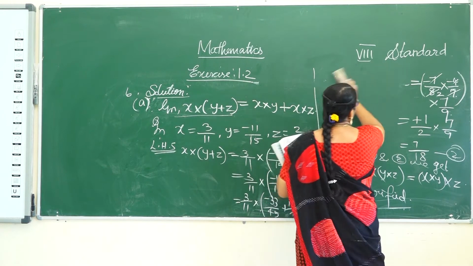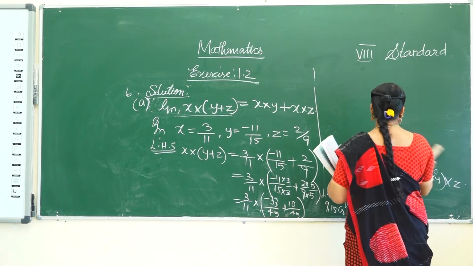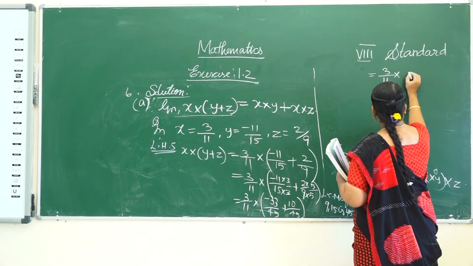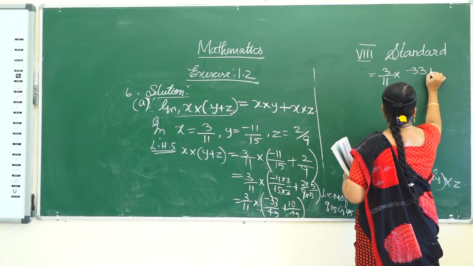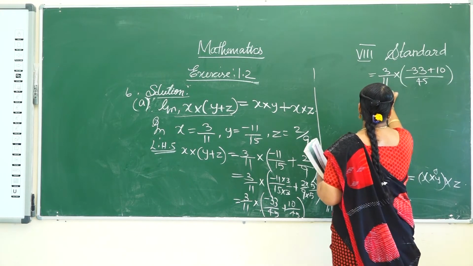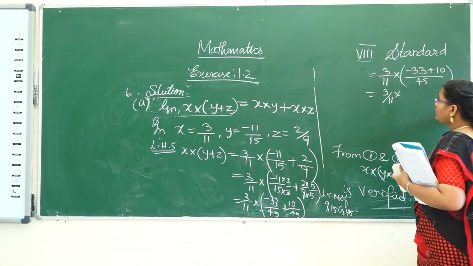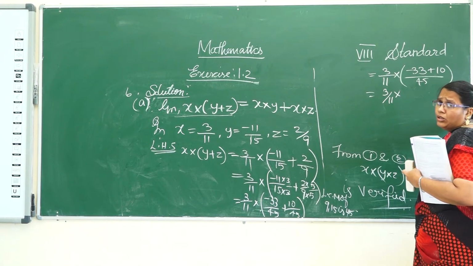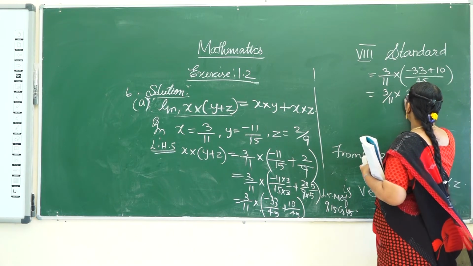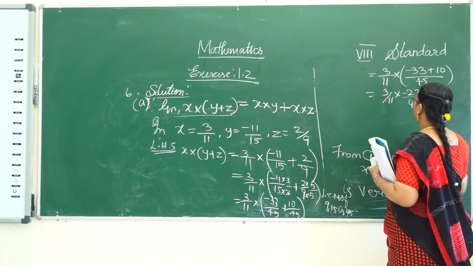Now both terms will be changed to fractions, so it is easy to add the numerators. So 3 by 11 into minus 33 plus 10 divided by 45. Two different signs will come, so subtract and put the greater number's sign. Subtract 33 minus 10 is 23. The greater number's sign is negative, so minus 23 by 45.